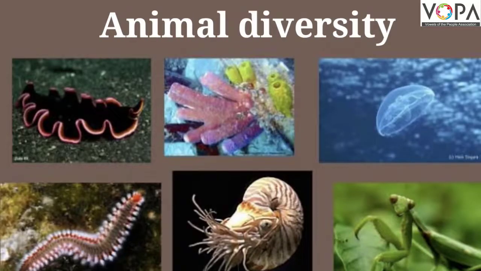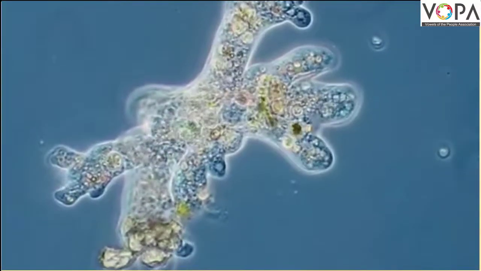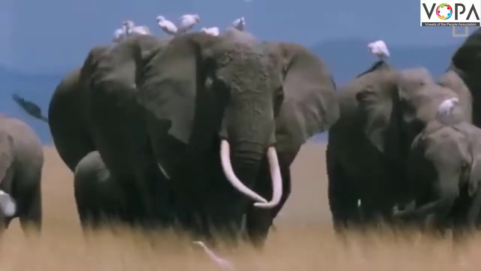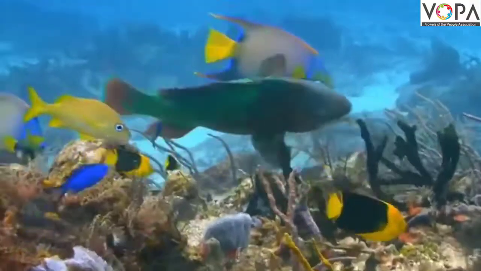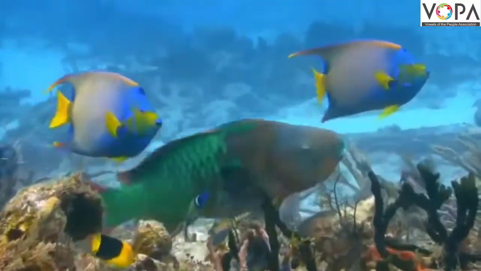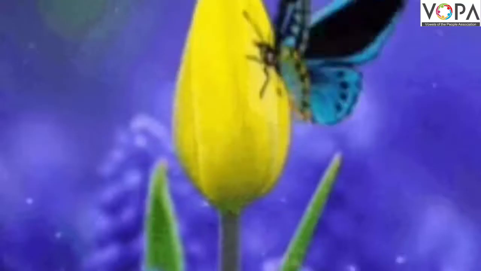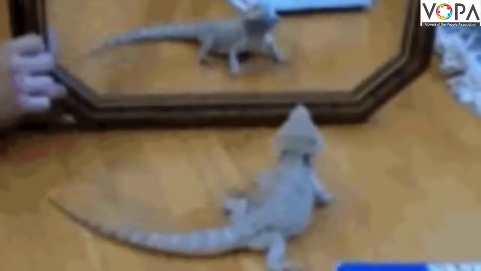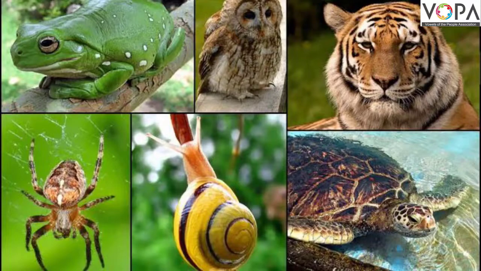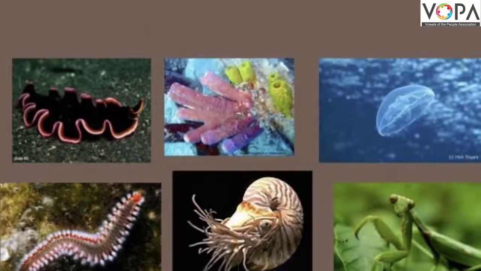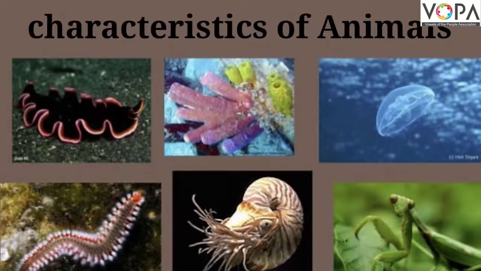For example, the amoeba that cannot be seen with our eyes, a huge elephant, the small snail, the fish that swims in water, a kite that flies high in the sky, butterflies that flit around flowers, a house lizard that crawls on a wall are all animals, but each one has different characteristics. Let us learn the general characteristics of animals.